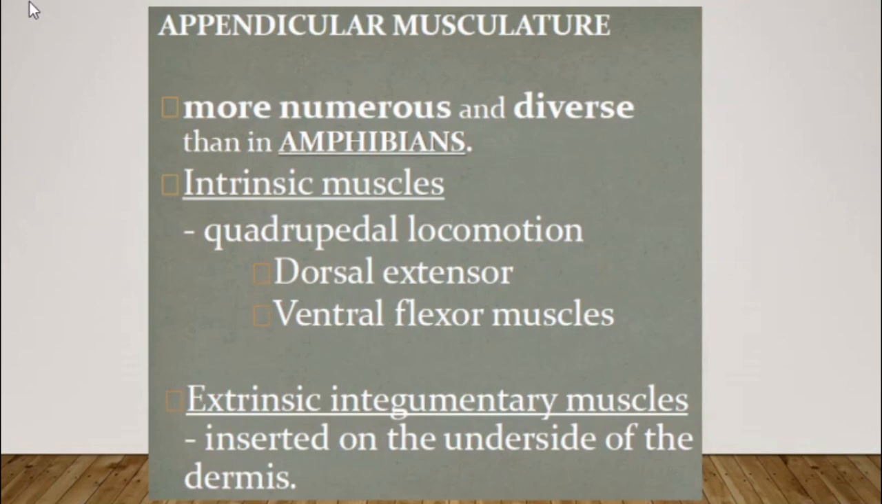Appendicular musculature is more numerous and diverse than in amphibians. Intrinsic muscles, quadrupedal locomotion, they already have dorsal extensor and ventral flexor muscles. It has already the extrinsic integumentary muscles inserted on the underside of the dermis. So, there are already muscles attached to the skin.